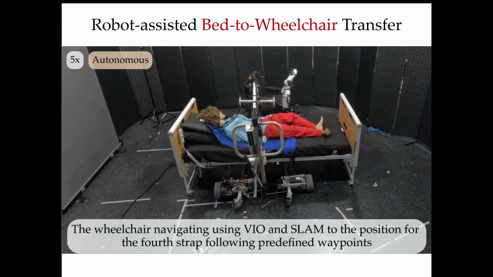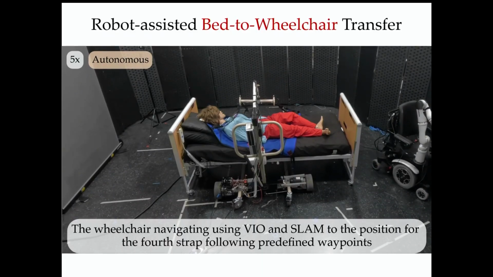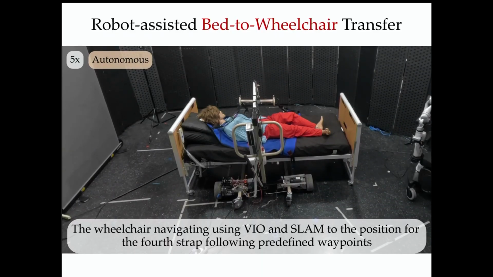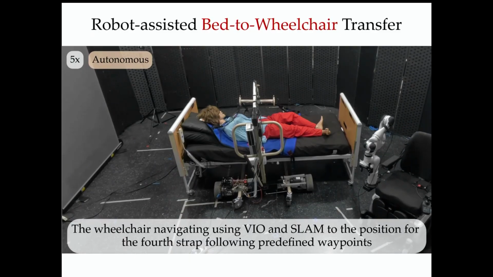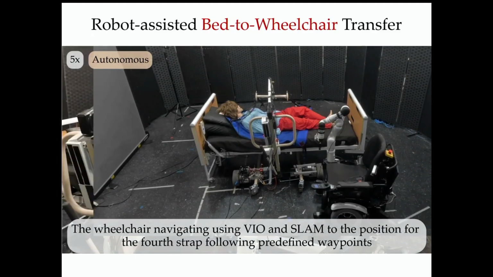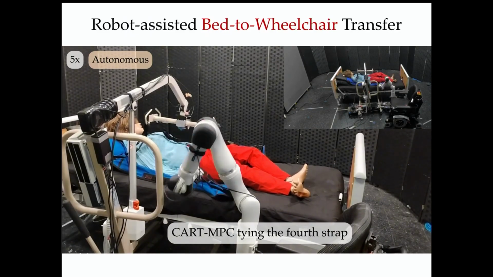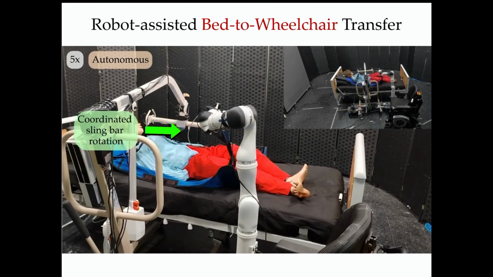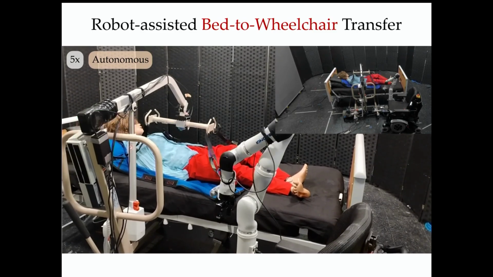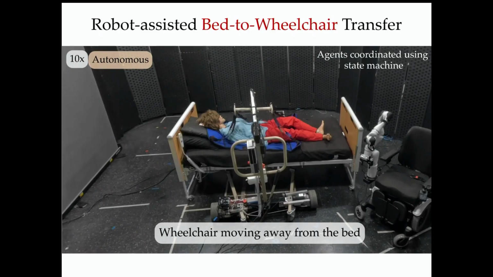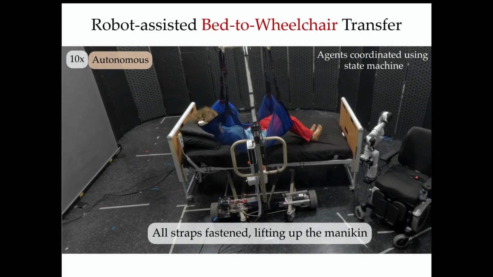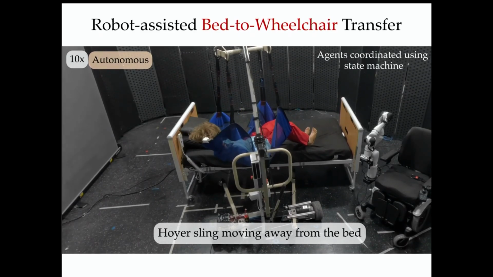Then it will come back again here. When it comes back here, again, to make it easier for the robot to access this sling bar, which is on the other side of the bed, the Hoyer sling moves to this side. So again, it is done through this multi-agent coordination scheme that I was telling you. And then finally, it ties the fourth strap. Once all four straps are tied, again, coordinate sling bar rotation, then the Hoyer sling goes away. It picks it up, and then it goes.